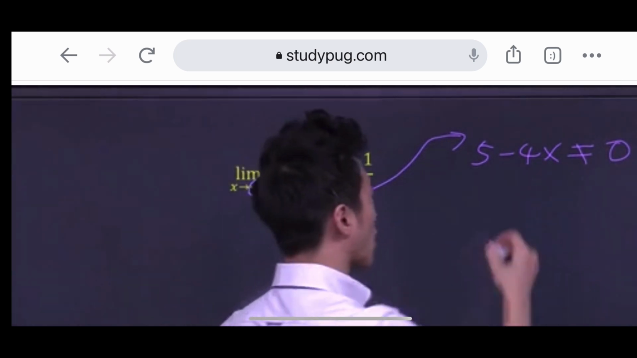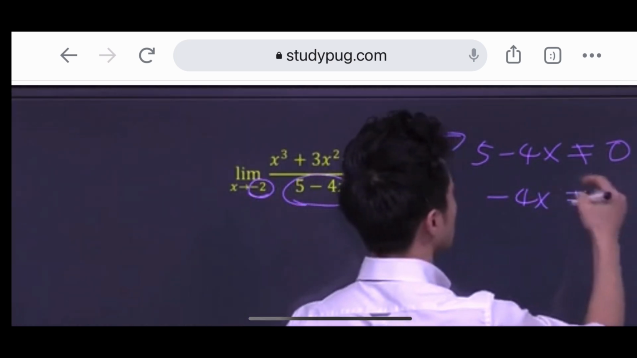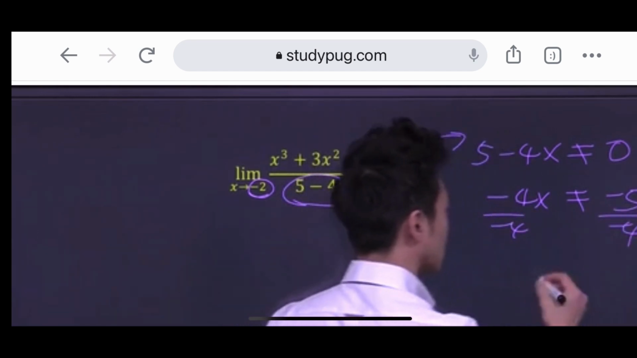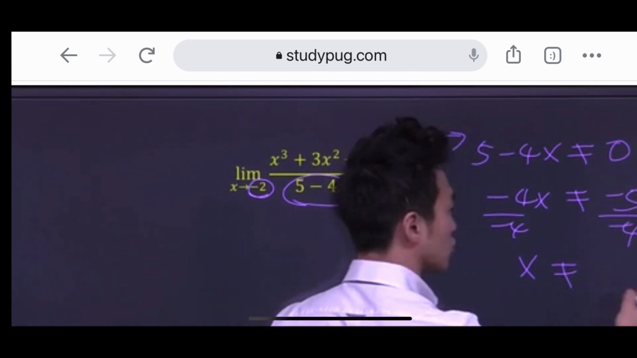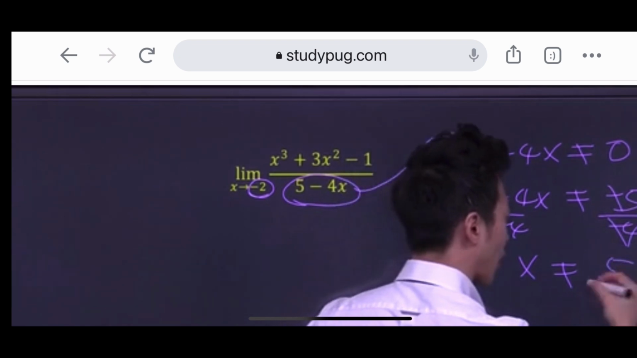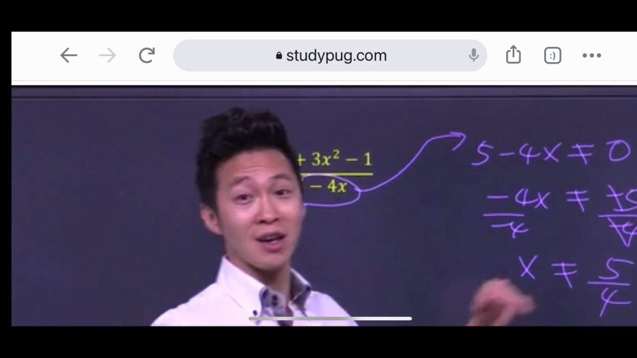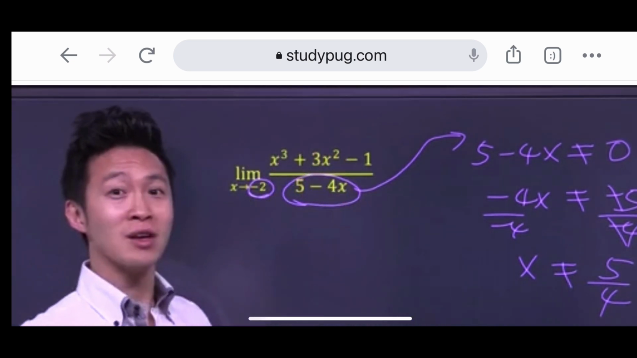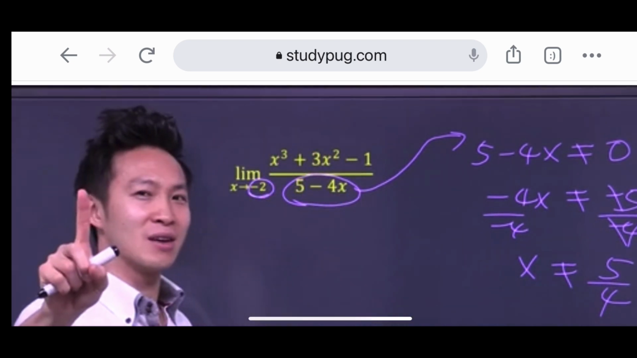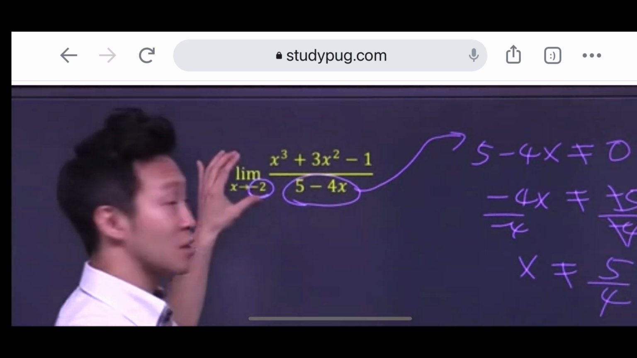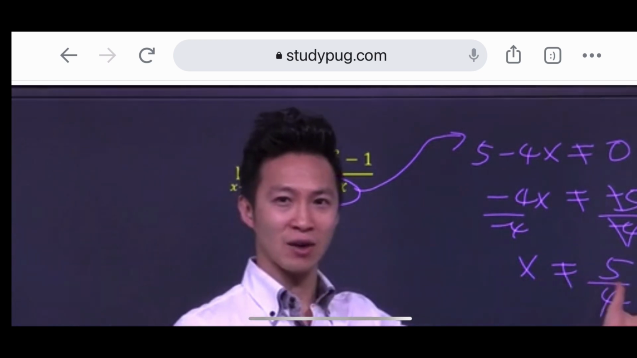So solve this equation. Negative 4x cannot be negative 5. So divide by negative 4 on both sides. So we have x cannot be equal to 5 over 4. So this tells us this rational function has one discontinuity, which is at 5 over 4, because the function is not defined at this x value.